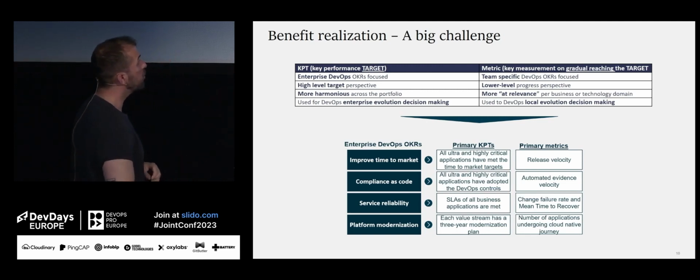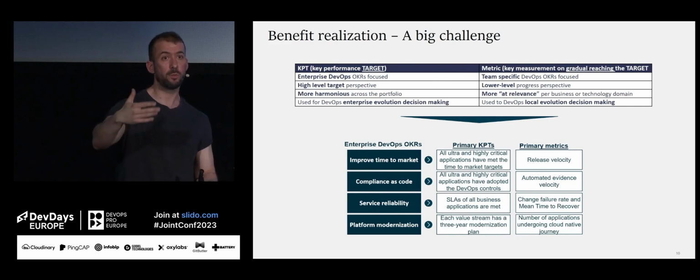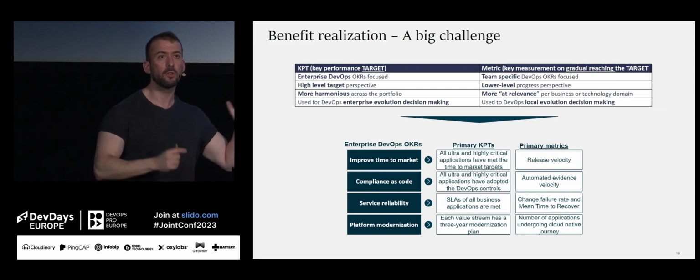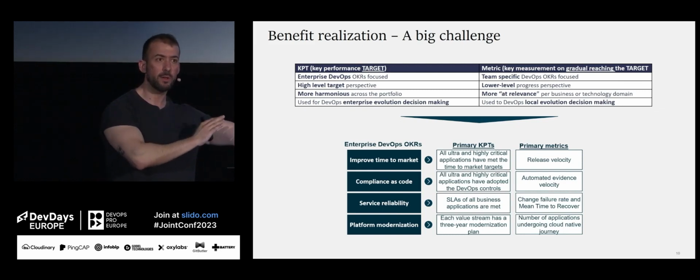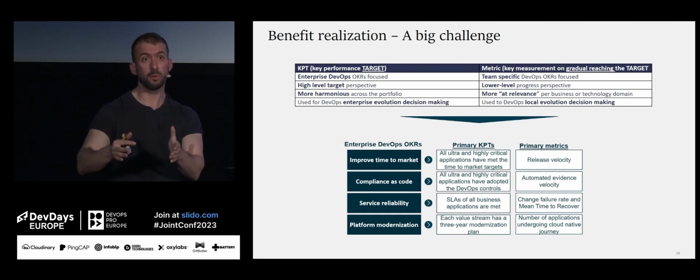On compliance as code, all your applications have met the DevOps controls, and then automated evidence velocity. So how automated is your proof that you have become compliant? So that gives you a little bit of the thinking on how to balance a target at an enterprise level with a gradual assessment of progress on a local level.